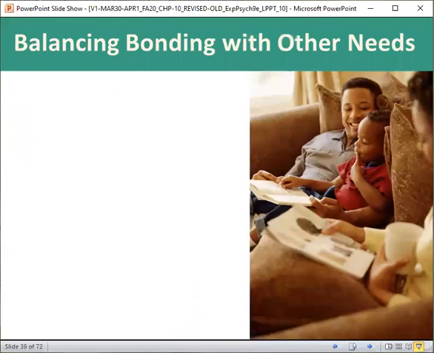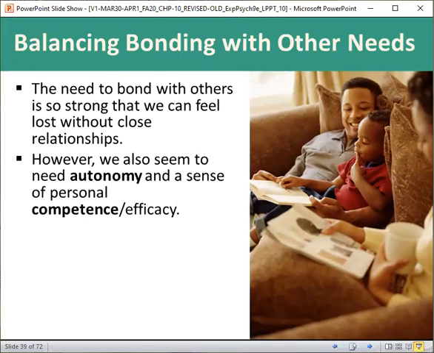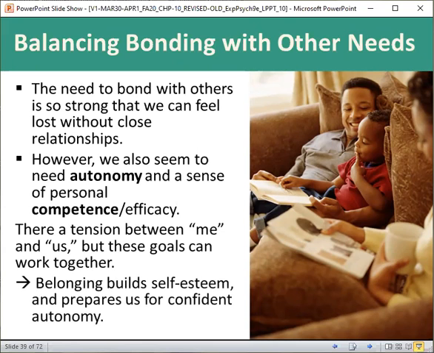So, balancing bonding with other needs. The need to bond with others is so strong that we can feel lost without close relationships. However, we also seem to need autonomy, to be able to stand on our own, a sense of personal competence and the efficacy of being able to accomplish tasks. There is a tension between me and us, but these goals can work together. Belonging builds self-esteem and prepares us for a confident autonomy. So we want to be able to build relationships and kinship with others, but also be able to walk on our own. That's the sort of balance that we try to achieve.